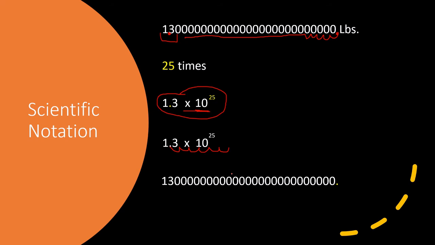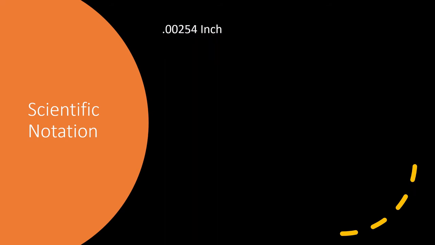Now, this is how we write scientific notation when it comes to very big numbers. But now let us take a look at small numbers. So I have right here this very small decimal number, 0.00254 of an inch. This, my friends, is the average thickness of a human hair. It can vary from human to human.